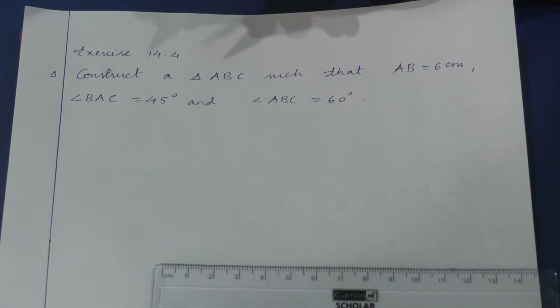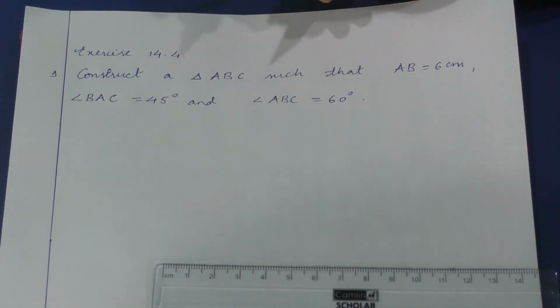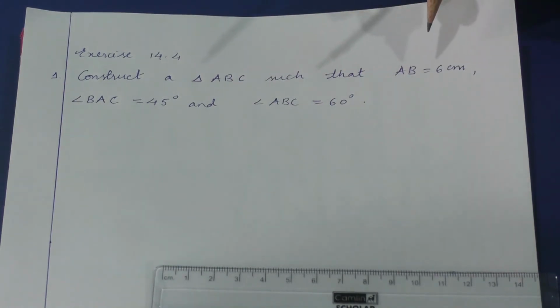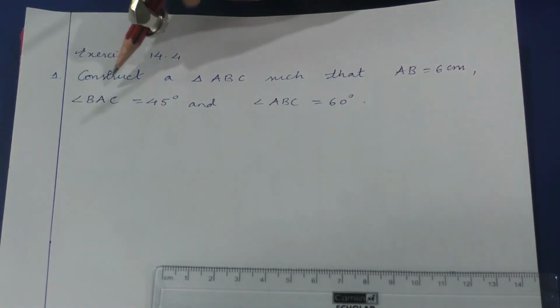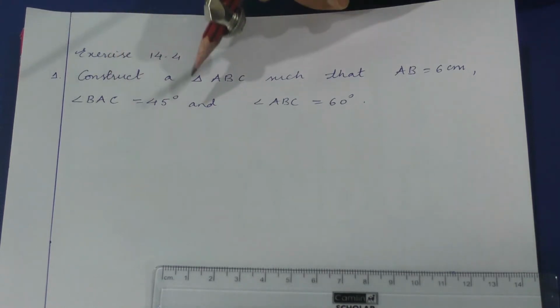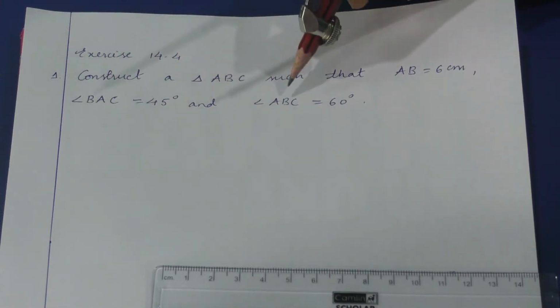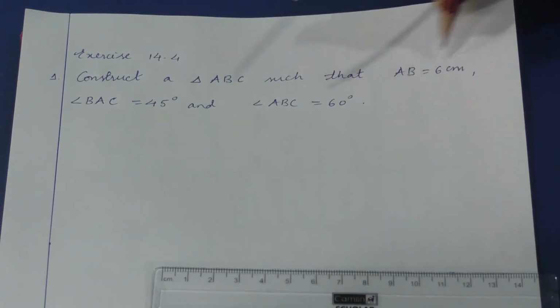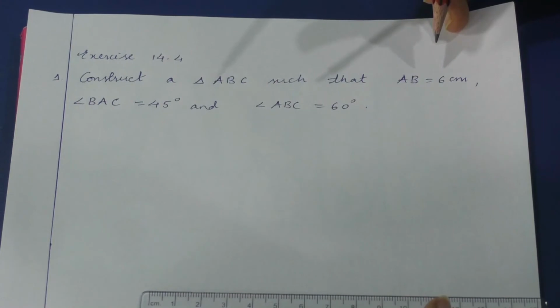Next, let's see the construction of a triangle when the measure of two angles and the length of the included side are given, that is ASA criterion. So here I have a question from exercise 14.4. Construct a triangle ABC such that AB is equal to 6 cm, angle BAC is equal to 45 degree and angle ABC is equal to 60 degree. So let's mark AB equal to 6 cm first.